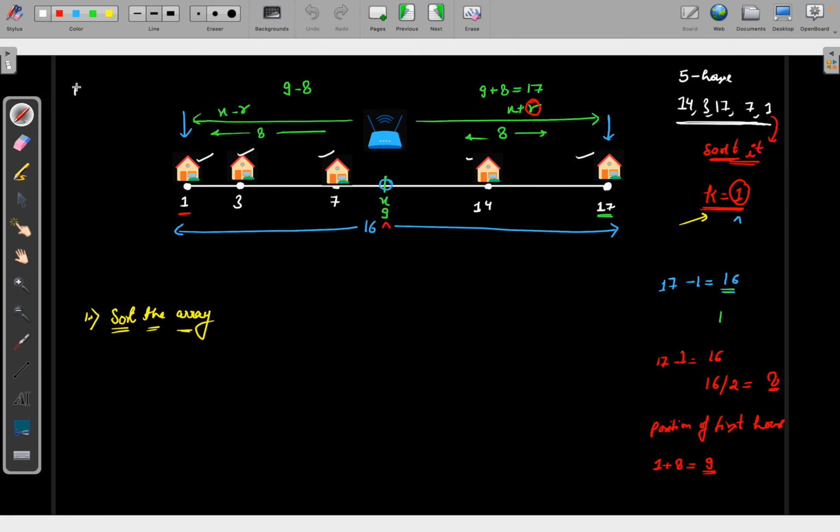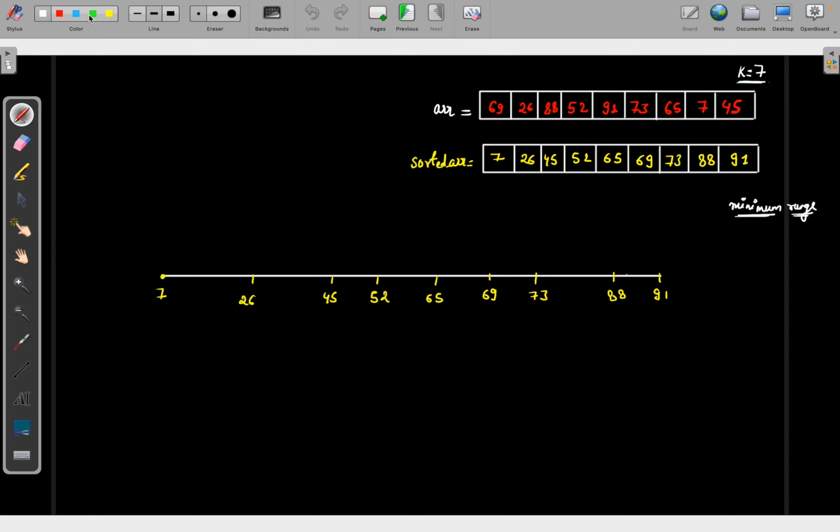Okay. Now let's see how we can solve this problem. So now let's understand how we will use the concepts of advanced binary search. Now we will use the concepts of advanced binary search.